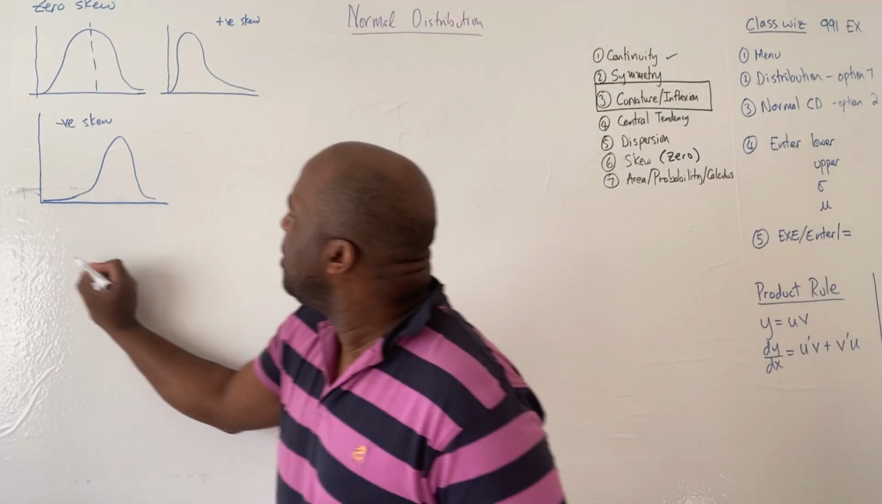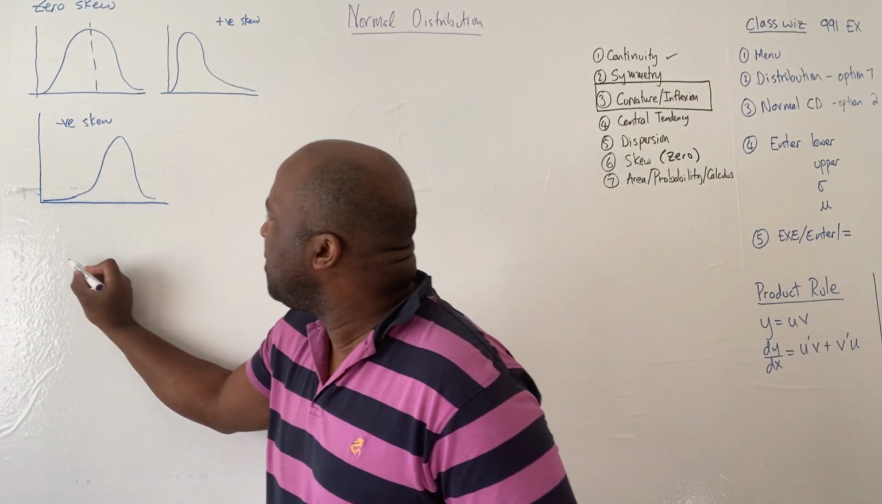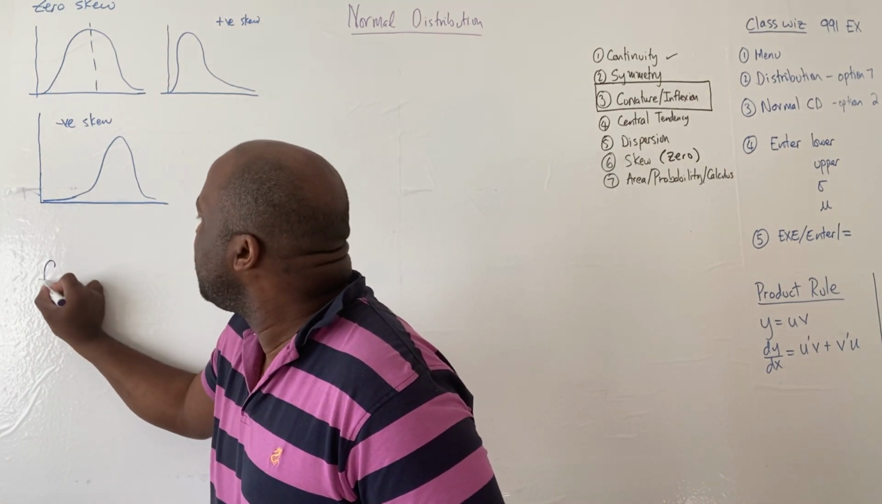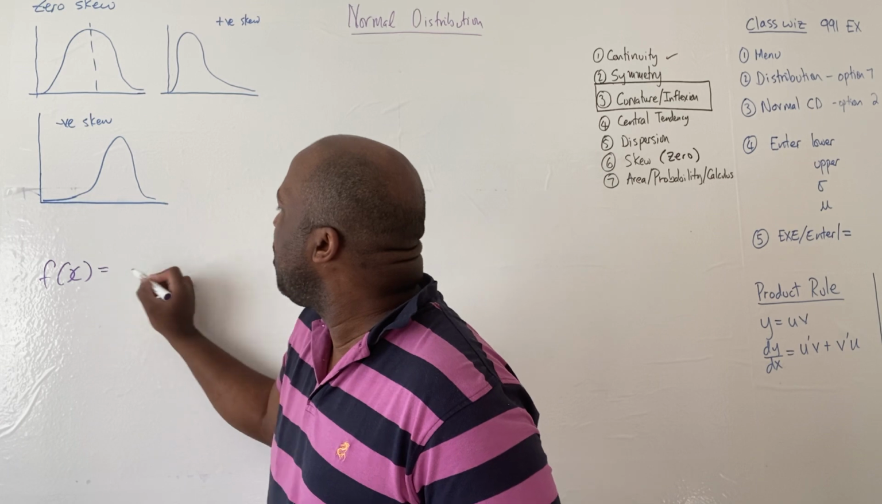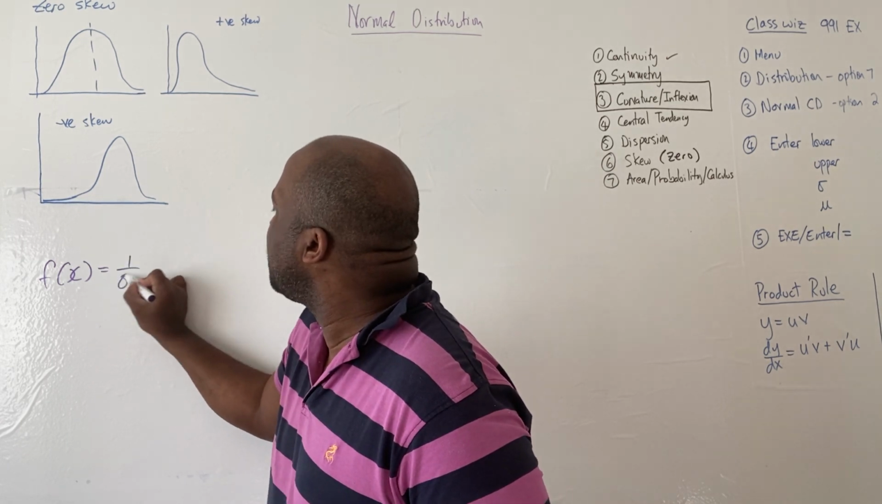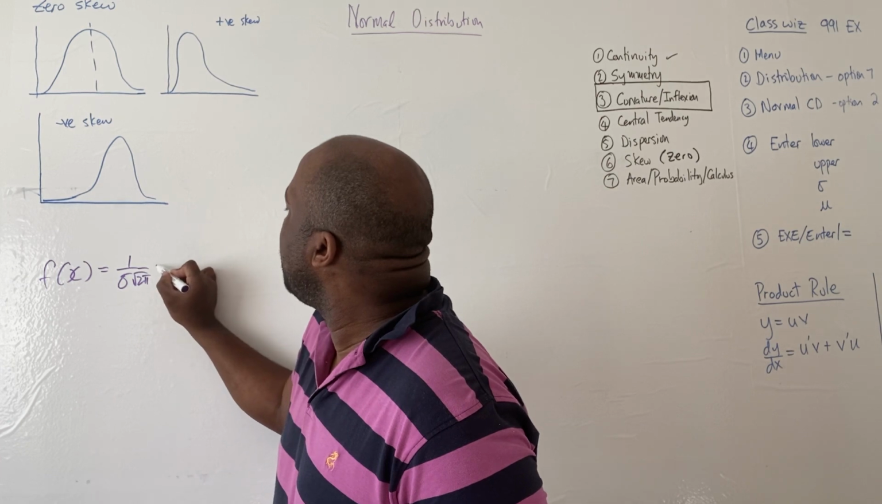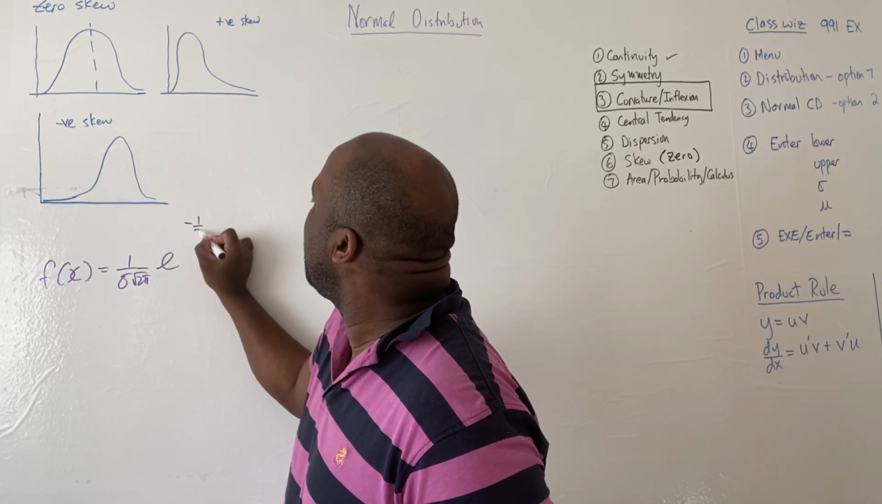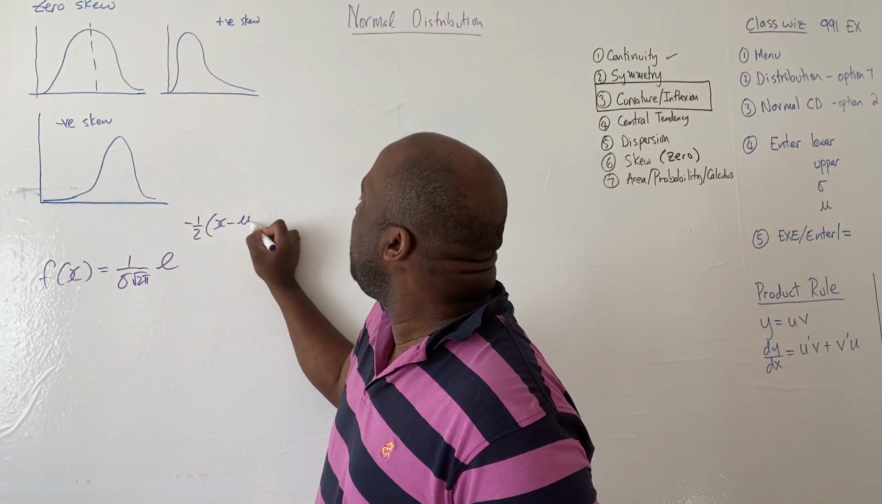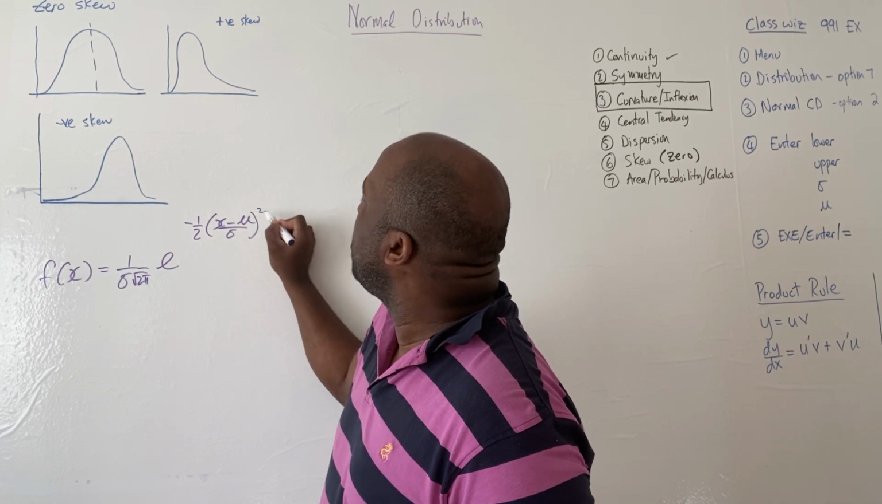All right, so our first step will be to identify the normal distribution function, or the probability density function for the normal distribution. So f of x is equal to 1 over sigma times the square root of 2 pi, times e to the minus a half, x minus mu over sigma, all squared.